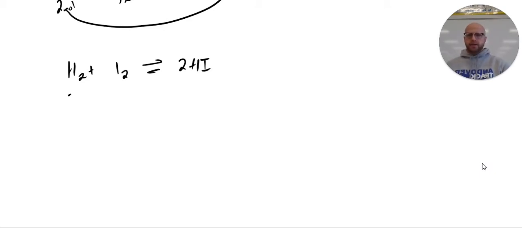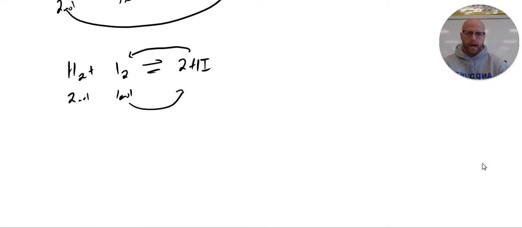And you had 2 moles of this and 1 mole of this. Well, not all 1 mole of this is going to go over here, because at the same time some of this HI is also going to react back and go back to I2. So that's the problem with equilibrium. You can't just say all this is going to go over there, because some of this is going to go back.